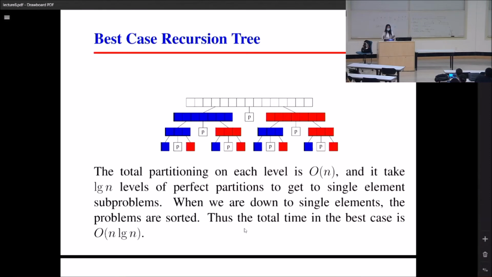So the total partitioning on each level is O(n), but it takes log n levels of the perfect partitions to get to the single element subproblem. When we are down to the single elements, as I mentioned, the problems are sorted. So here we see that the best case for the total time is n log n, which is n for each level and log n for the tree height.